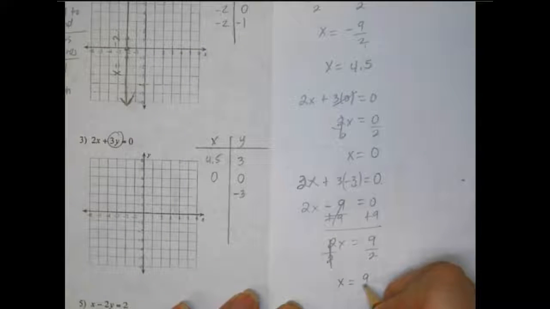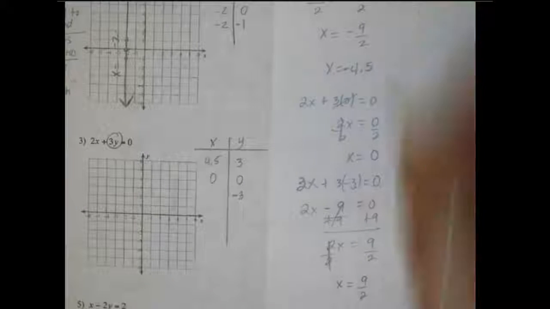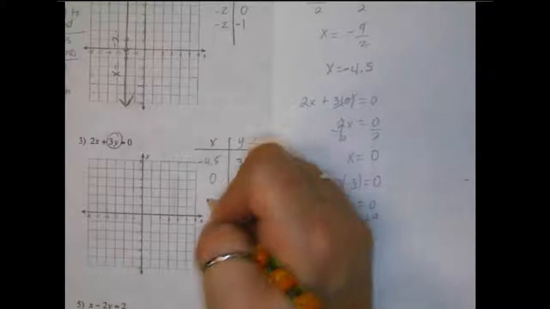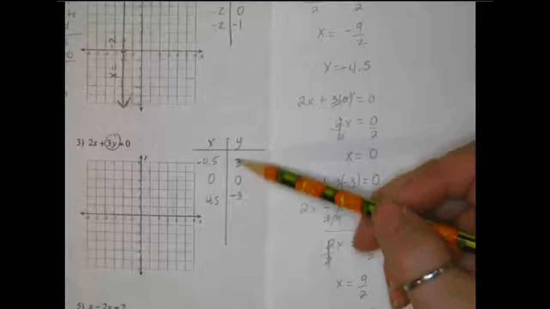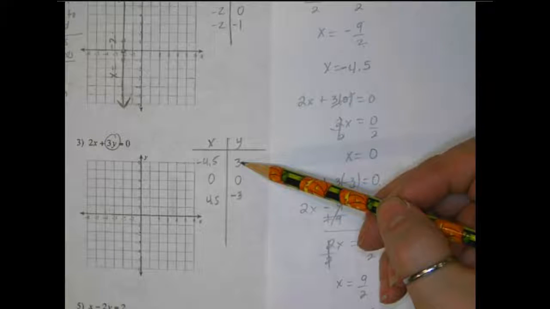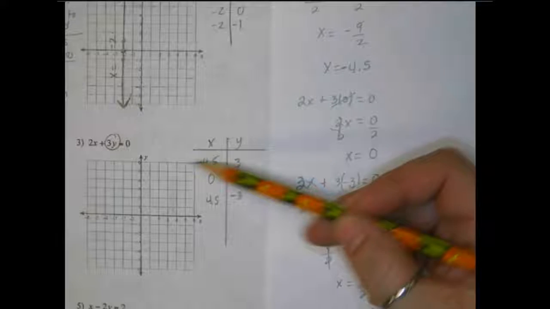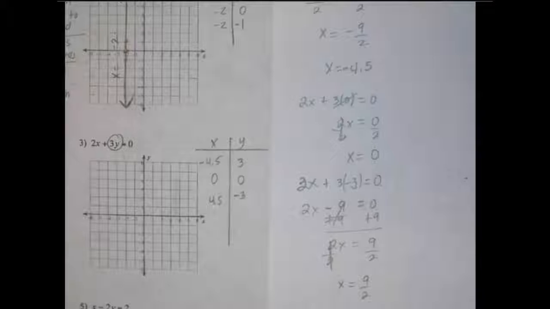X is equal to 9/2, which what did we figure out 9/2 is? 4.5. So this is negative over here, right? This one is positive. X equals 4.5. That one's negative, and this one's a positive. So if you notice a pattern, when x was positive, y ended up negative. Here, x was negative, and I ended up with a positive. You might find that same thing happening.